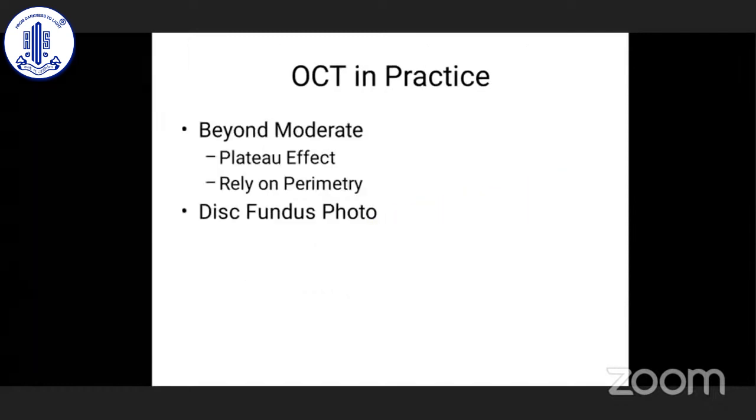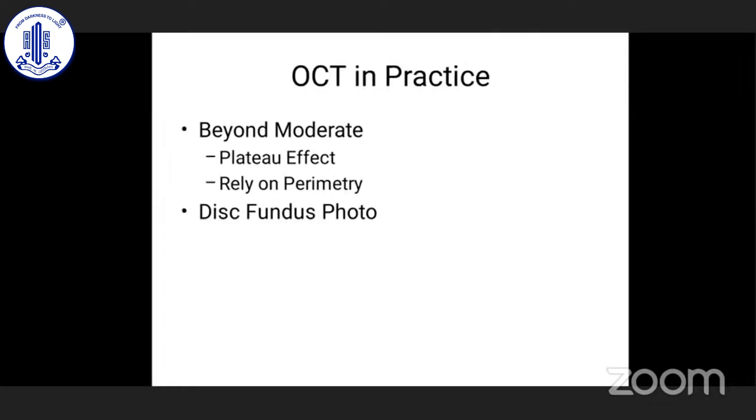Beyond moderate glaucoma, I told you in glaucoma suspects and ocular hypertension, it has a great role to play. It must be done at the baseline. But beyond moderate to advanced glaucoma, OCT has a plateau effect, also known as a floor effect. So please be aware that beyond moderate glaucoma, when field defects have occurred, you must rely on field progression much more than OCT. OCT can be done, GCC can be done. You can also do OCT in patients who are not good performers on perimetry, but don't rely on OCT alone in moderate to advanced glaucoma.